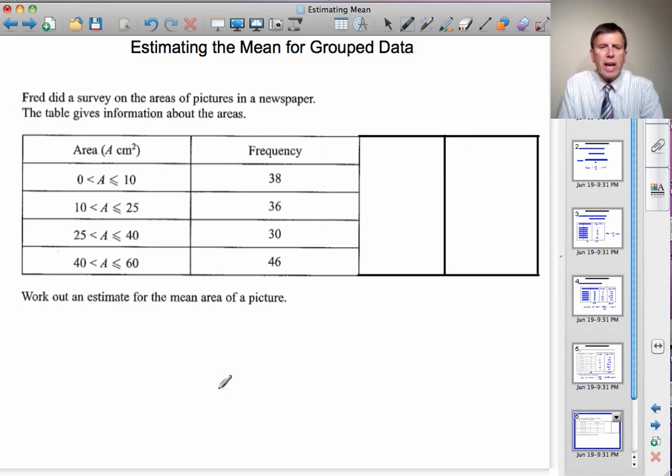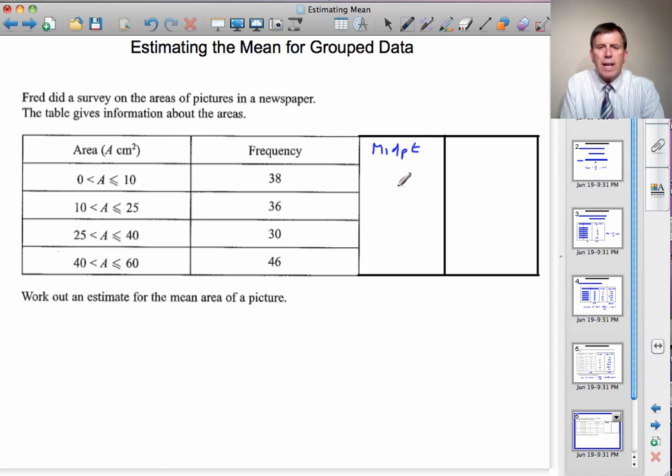Fred did a survey on the areas of pictures in a newspaper. The table gives the information about the areas. Work out an estimate for the mean area of a picture. Well, this question is a little bit different in that if we look at the groups, they're not all the same size. So working out the midpoints has a little bit more involved.